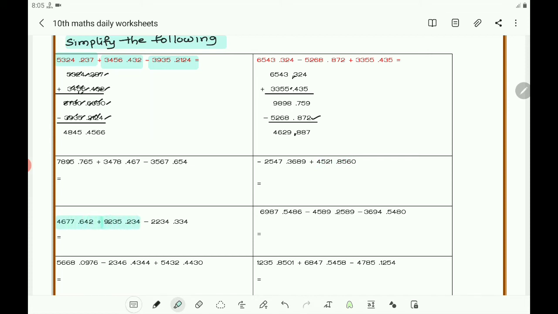Here in the third one, first you get the sum of these two. After getting the sum, write the number 2234.334 below that sum and subtract 2234.334 from the sum of these two numbers what you got. And similarly here 6987.5486 minus 4589.2589 minus 3694.5480. And here you observe these two numbers are having same sign.